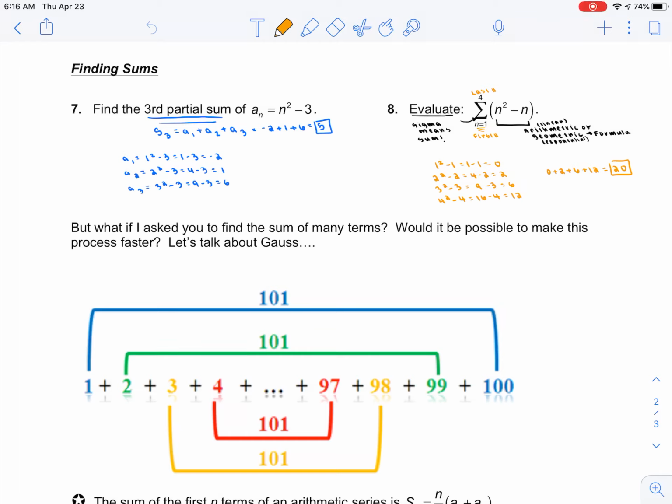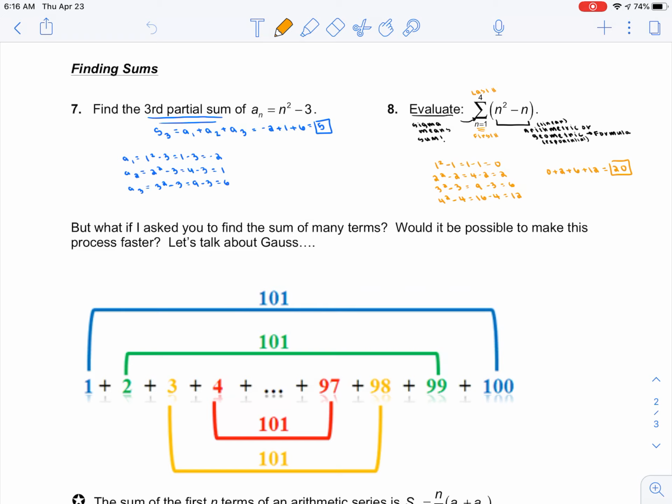So finding sums is pretty easy. However, if I asked you to find the sum of 30 terms, 40 terms, 50 terms, that could be a very tedious process. So there are formulas, depending on the type of equation you have to find the sum of, that you can use. And I'm going to start by showing you the arithmetic formula for finding sums.